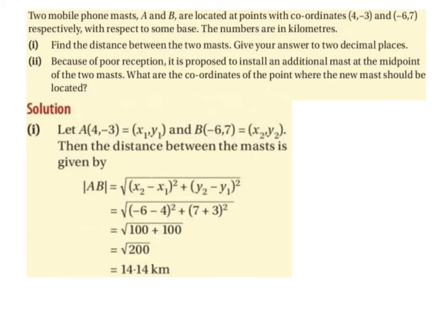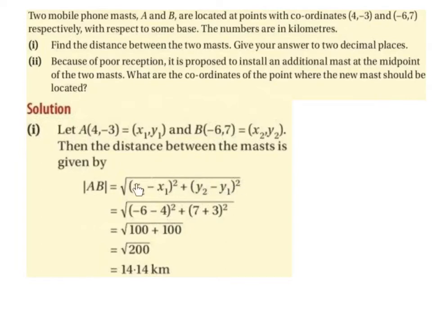So part 1, we're going to find the distance between the two masts. We're going to let the point A (4, -3) be (x1, y1), and B (-6, 7) be (x2, y2). Then the distance between the two masts is given by the distance formula, which is the square root of (x2 minus x1) squared plus (y2 minus y1) squared.